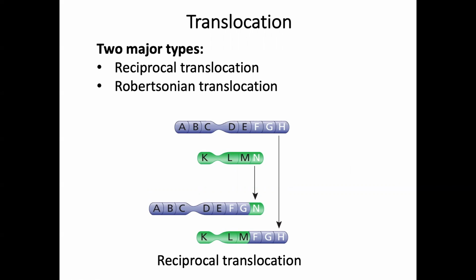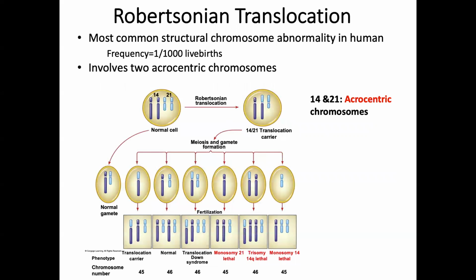Okay, no genetic information is gained or lost from the cells in the exchange, but genes are moved to a new chromosomal location. Another major type of chromosomal translocation is the Robertsonian translocation. It is the most common form of chromosomal translocation in humans, affecting approximately 1 out of every 1,000 babies born.